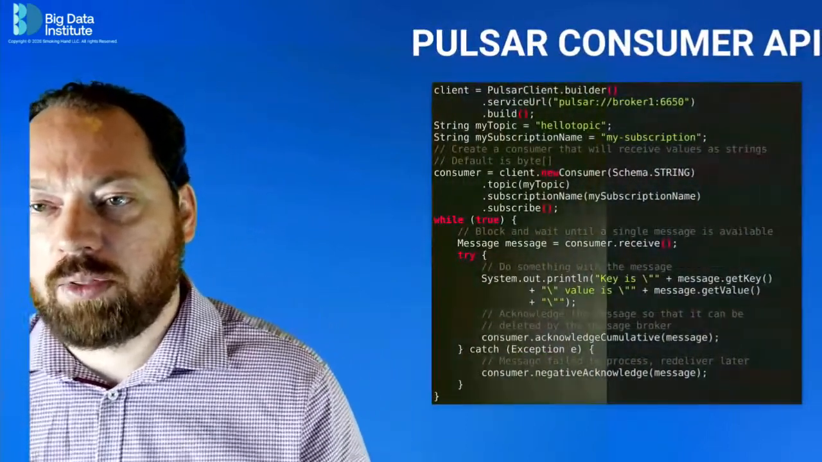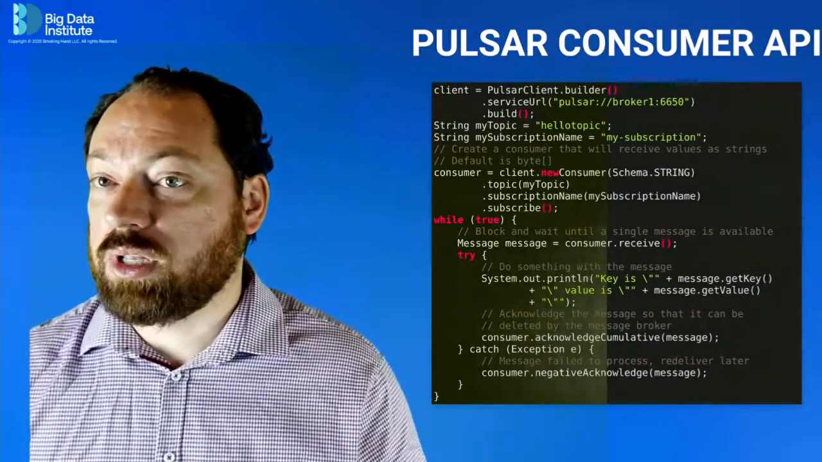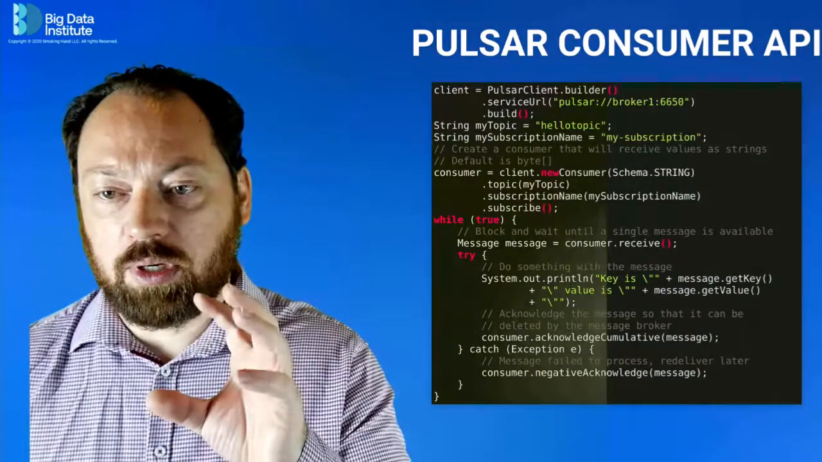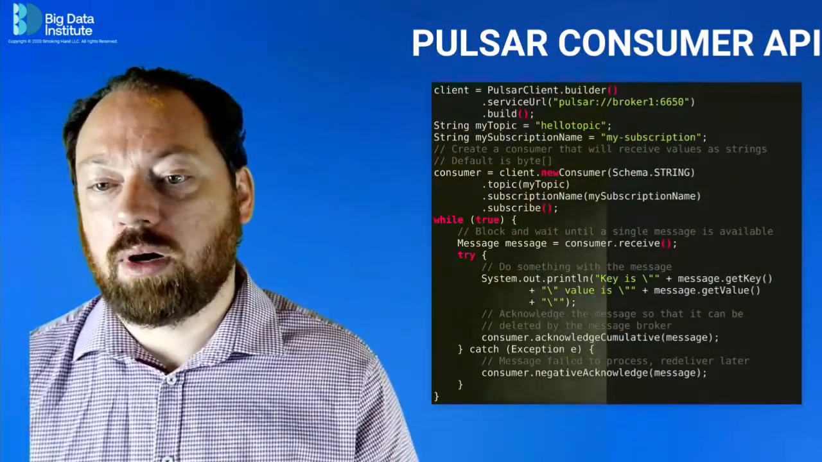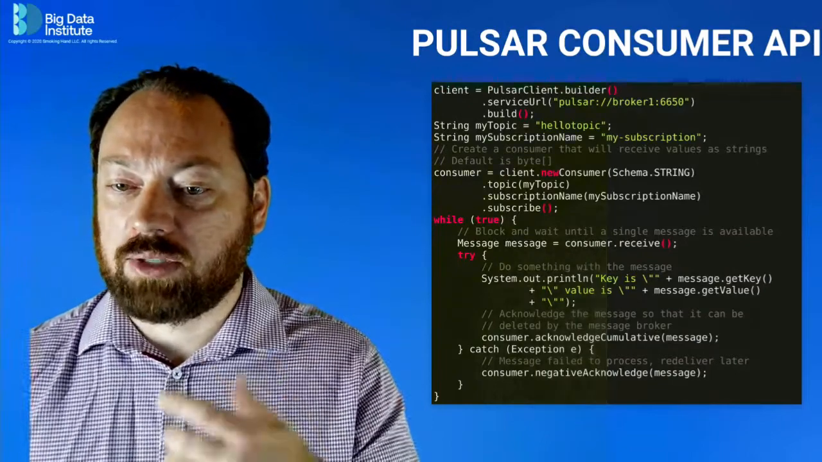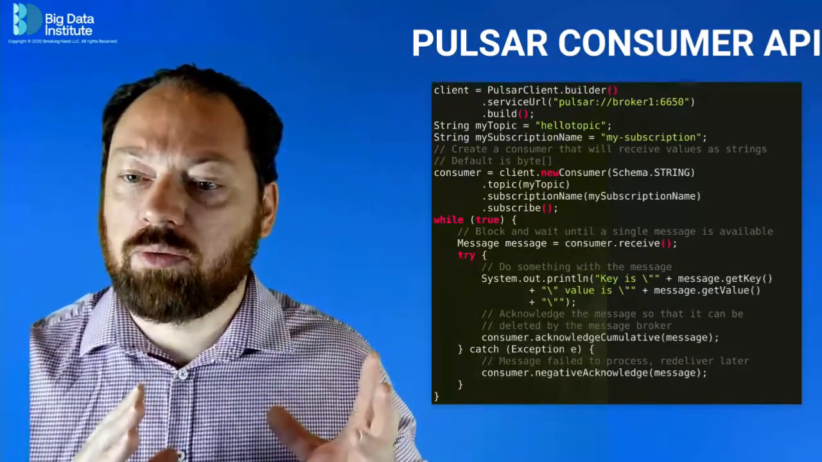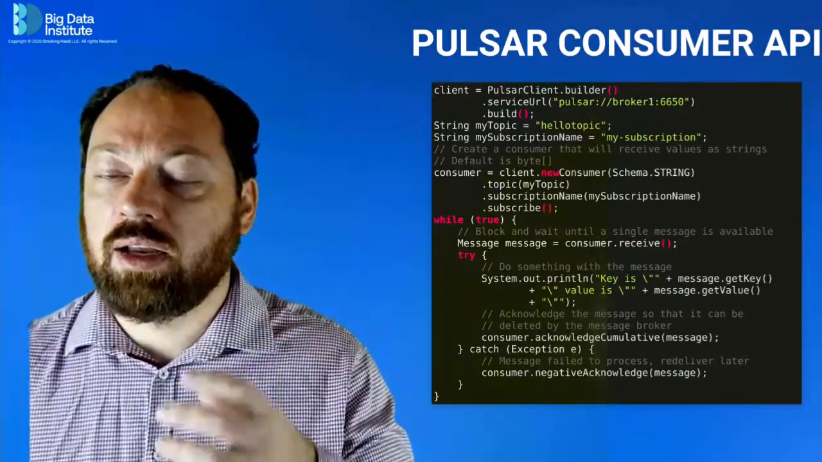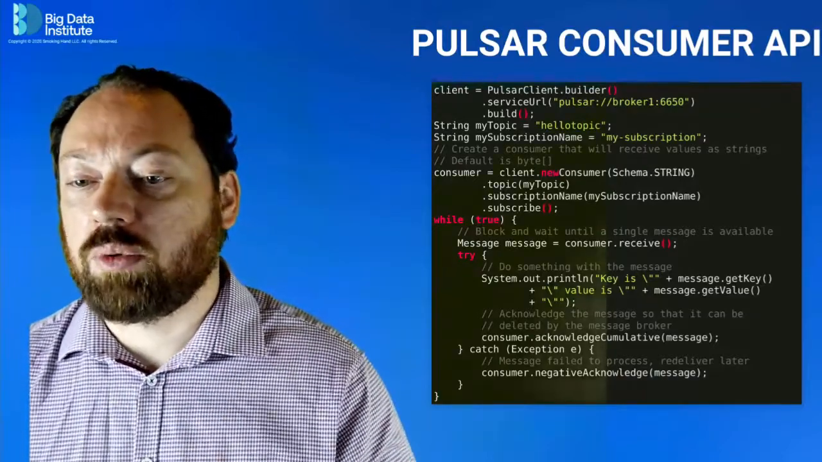Now we compare that to our Pulsar API. Once again, we use that builder pattern just like on the producer side. And what we do is we use that Pulsar client, we build that, and then we have our service URL. From there, we have our topic and our subscription name. So you remember we were talking about those subscriptions before? Well, with those subscriptions, we're able to specify, here's the name of it, here's what type we want. From there, we create our consumer.